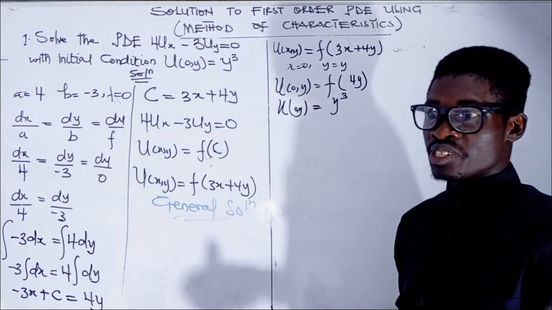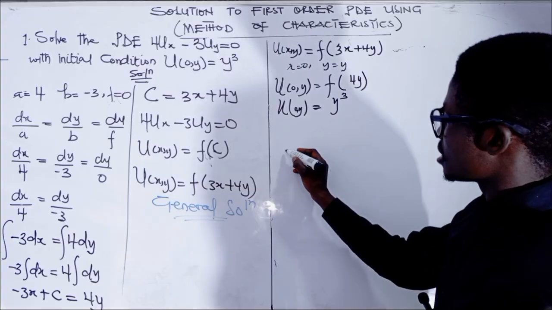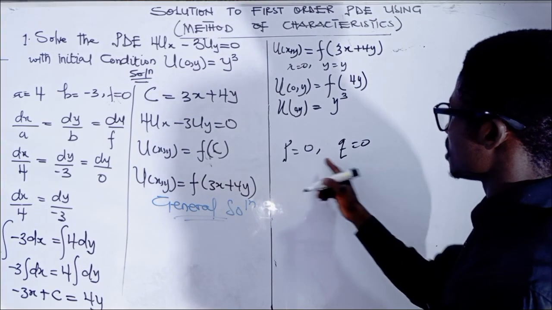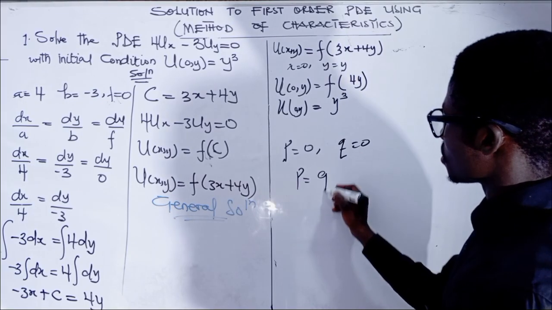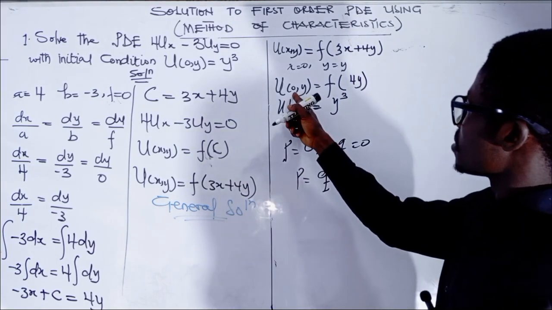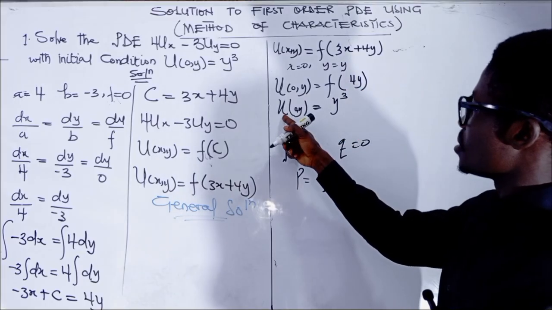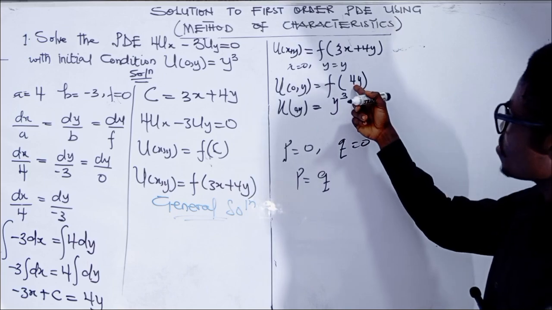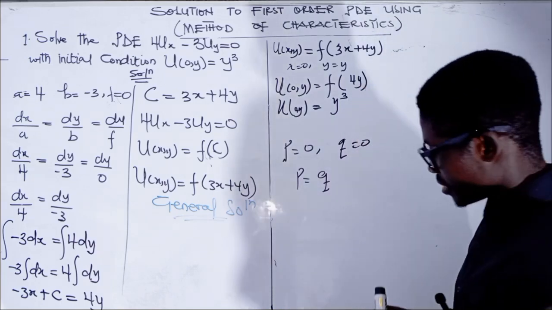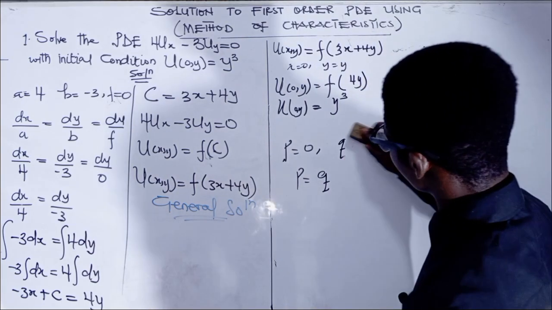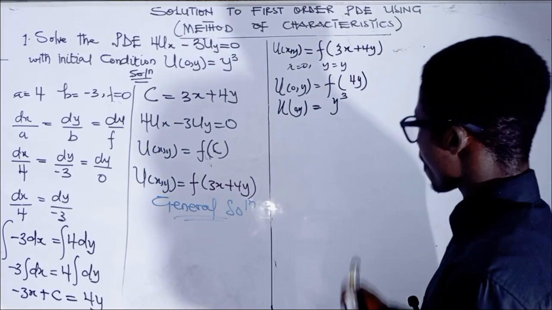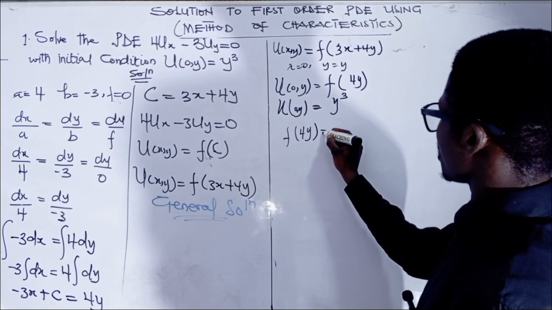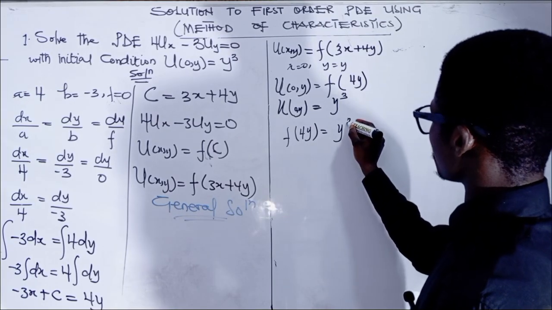Now as I said in my previous video, when you have two equations, let's say p is equal to 0 and then q is also equal to 0, then we can say that p is equal to q. So from here, if u of 0y is equal to this and then u of 0y is equal to that, we have two equations. Since this is equal to that, we can say that f of 4y is equal to y cube. Very, very easy and simple.